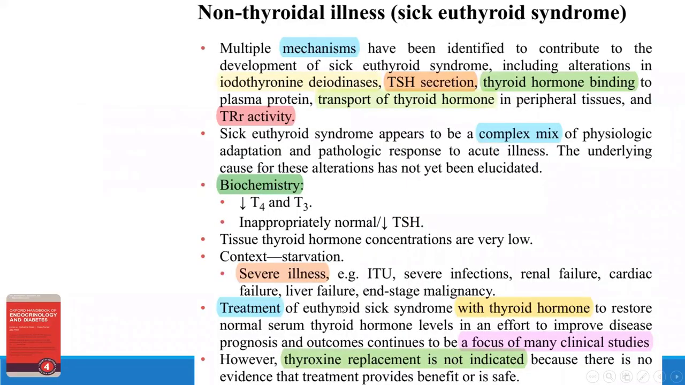Non-thyroidal illness, or sick euthyroid syndrome, is the last topic today, inshallah. In the exam there are one or two questions about this topic, and after that we will solve some questions. The mechanism of non-thyroidal illness involves a lot of factors. Actually, the most important one is alteration of the deiodinase enzyme, deiodinase 1, 2, 3.